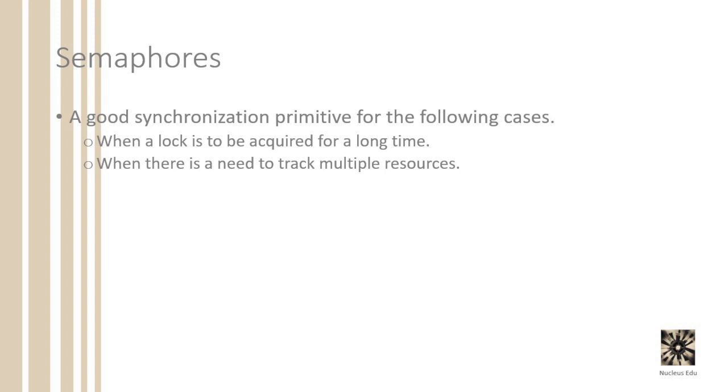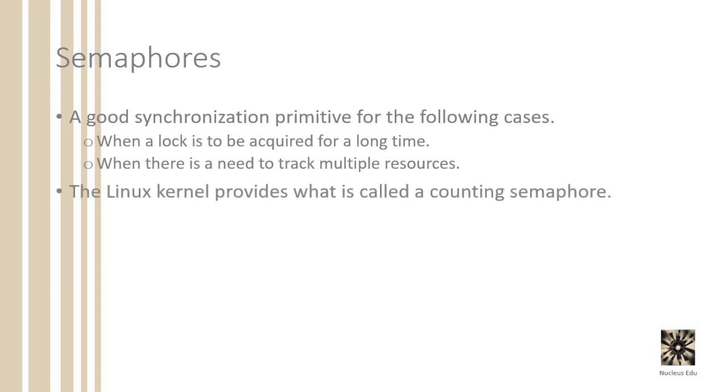If the value is greater than 1, it is called a counting semaphore, and it's allowed to be acquired by more than one process, which is basically equal to the count that you set. And this is what the Linux kernel provides, a counting semaphore.